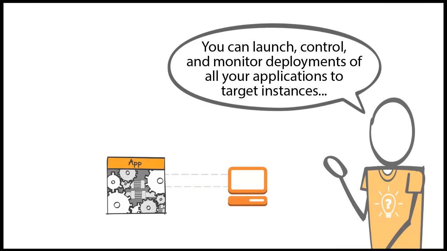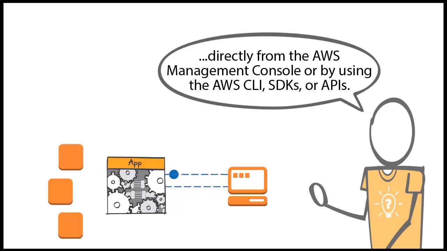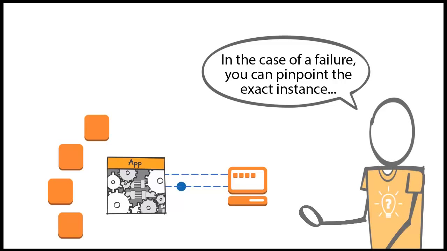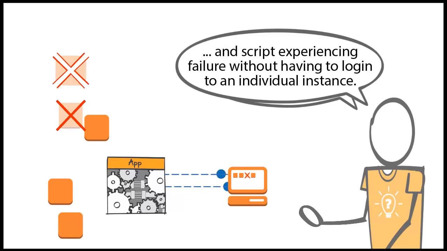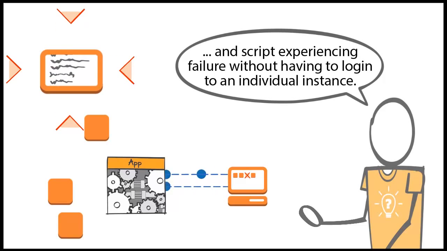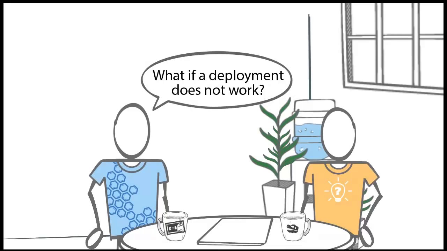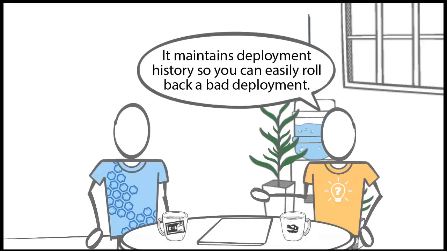You can launch, control, and monitor deployments of all your applications to target instances directly from the AWS Management Console, or by using the AWS CLI, SDKs, or APIs. You can view the deployment progress down to individual setup events running on each instance. In the case of a failure, you can pinpoint the exact instance and script experiencing failure without having to log in to an individual instance. How do I keep track of deployments with AWS CodeDeploy? What if a deployment doesn't work? It maintains deployment history, so you can easily roll back a bad deployment.